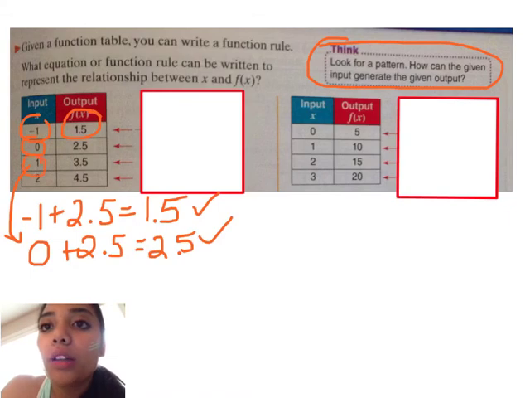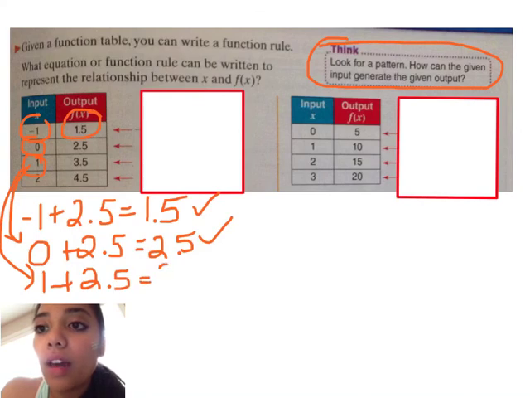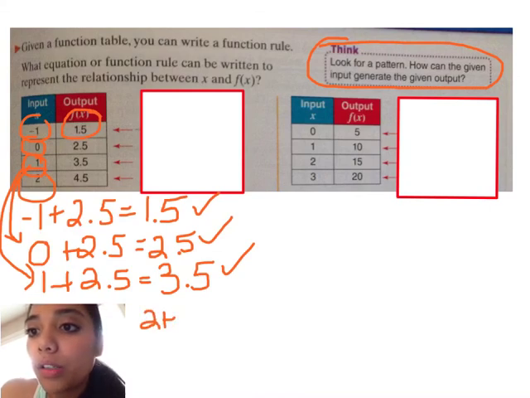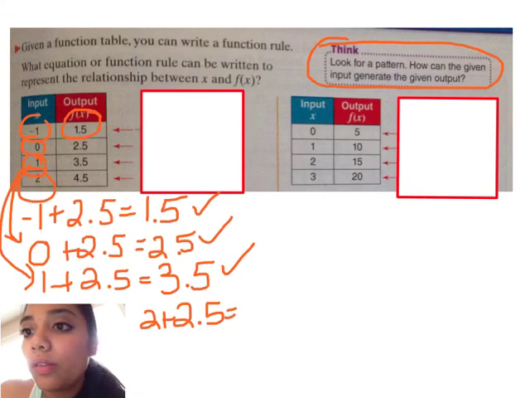So then I have 1 plus, you're just looking for a pattern, 2.5 equals 3.5. So that one works. 2 plus 2.5 equals 4.5. So it works.